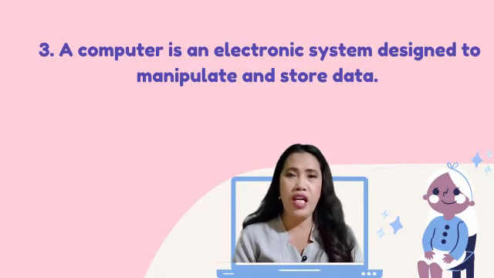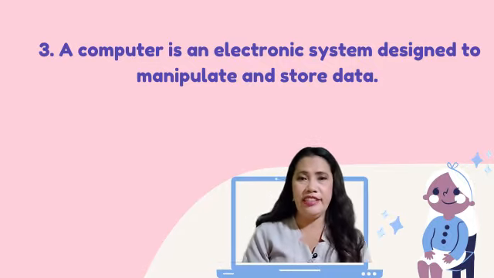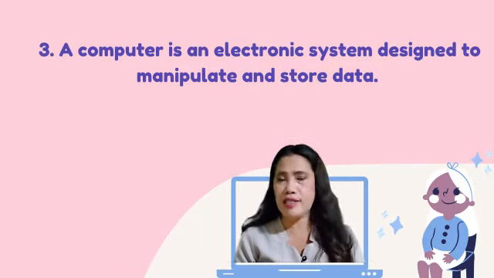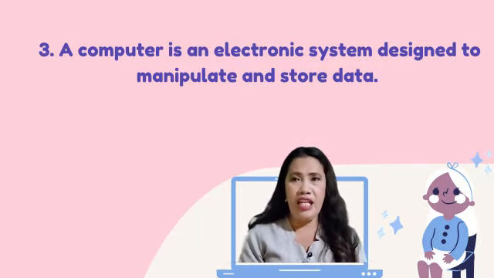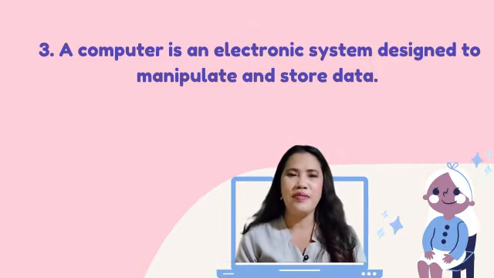Number 3, a computer is an electronic system designed to manipulate and store data. So in this item, a computer is labeled as the term, and electronic system is the class, and from the past participle "designed" up to the last word, "data," is labeled as the distinguishing characteristics. So congratulations! I can feel really that most of you were able to do activity 4 well.